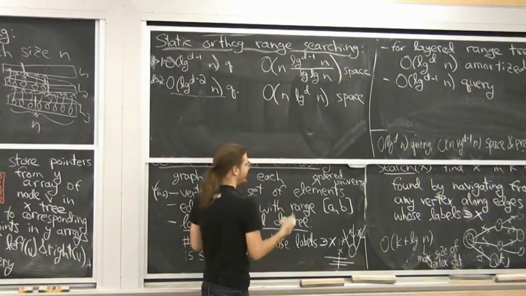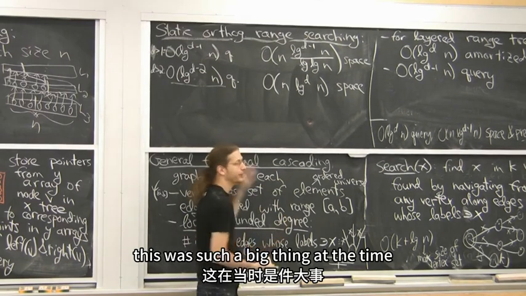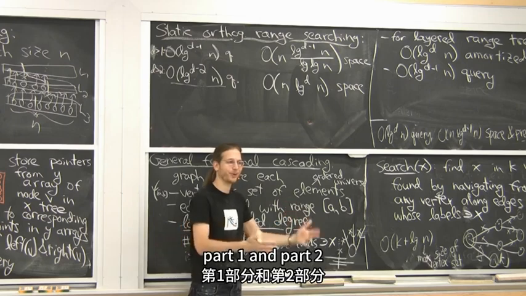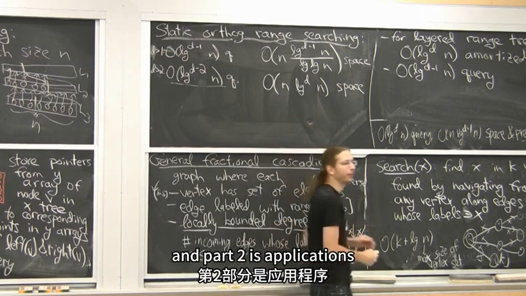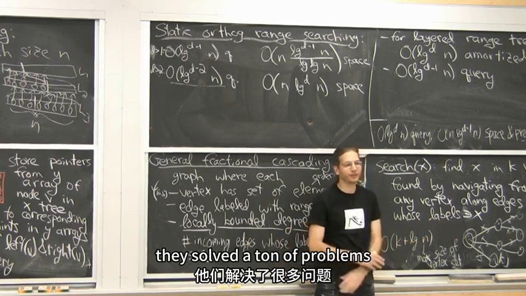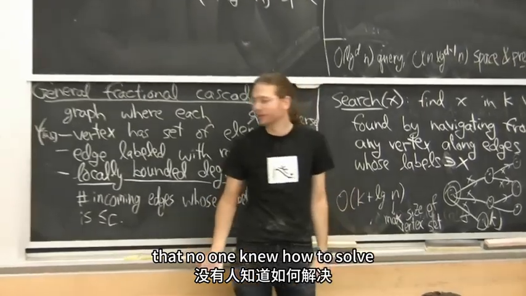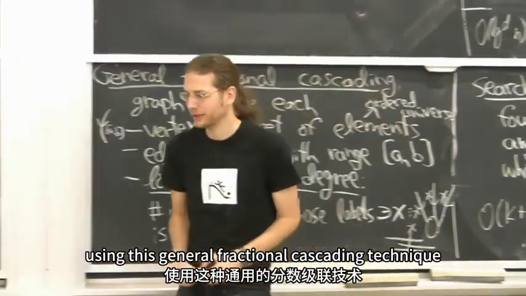There's actually, this was such a big thing at the time. There were 2 papers on fractional cascading, part 1 and part 2. Part 1 is what is solving this, and part 2 is applications. They solved a ton of problems that no one knew how to solve using this general fractional cascading technique.